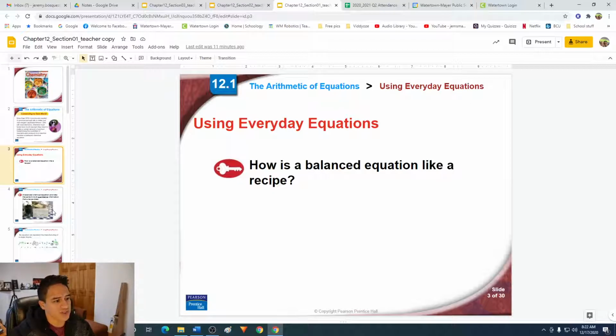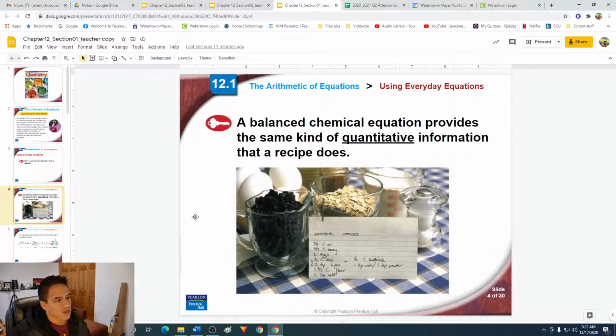So how is a balanced equation like a recipe? In Chapter 11, we talked about this, but I mentioned how in chemistry we have a balanced chemical equation and a skeleton equation. And sort of like a recipe, when you write out a chemical equation and it's balanced, it tells you how much of each material you need, sort of like a recipe card, right? The skeleton equation will just tell you, well, here's what you need, here's the materials, but not how much. And a recipe, of course, gives you quantity.